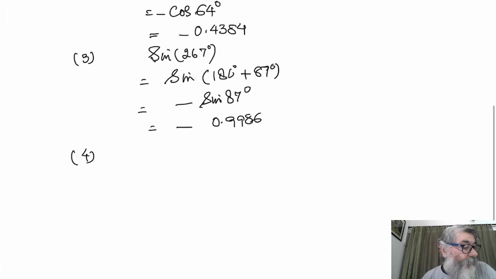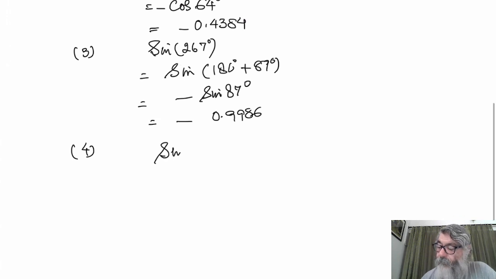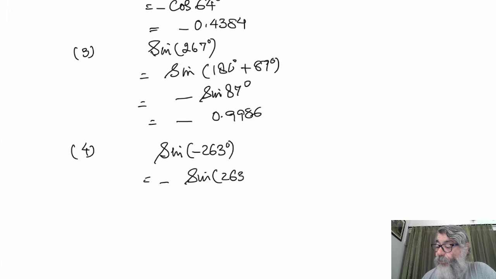Next, the question we had picked up was sine minus 263. Sine minus theta will go into the fourth quadrant. It will become minus sine theta. Again you will say this is 263, it's all right. But we told you theta could be as big as that, but it will be taken as minus sine theta. Sine minus theta means it will come into the fourth quadrant.